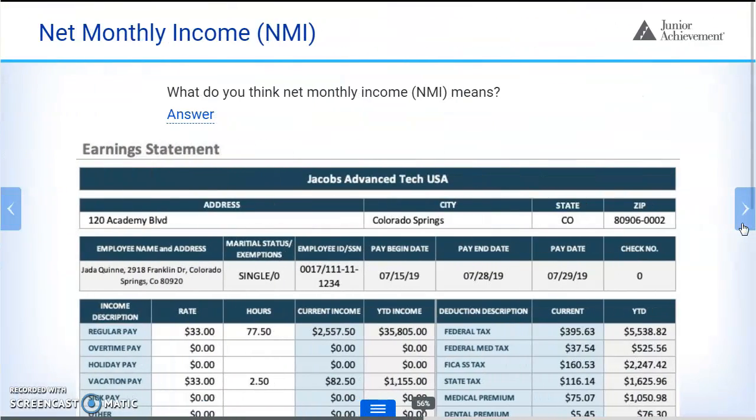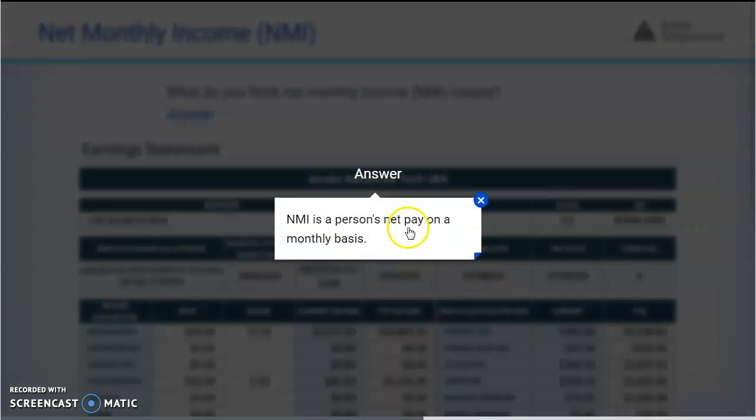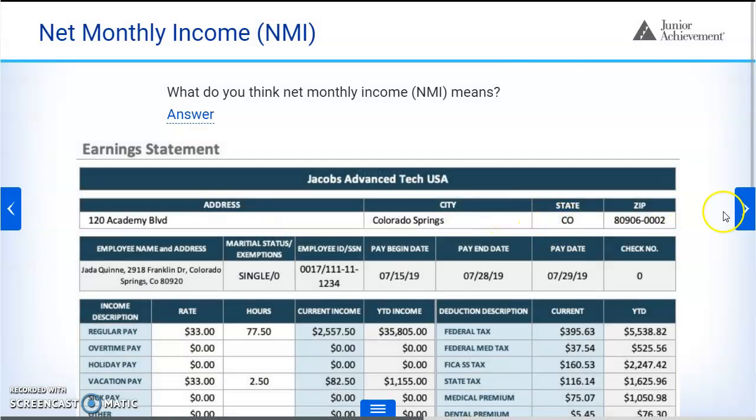Okay, so now what I would like for you to do, oh, by the way, net monthly income is the amount of money. Here it is. Let me read what it says. Is a person's pay on a monthly basis. So the net monthly income is the person's net pay on a monthly basis.